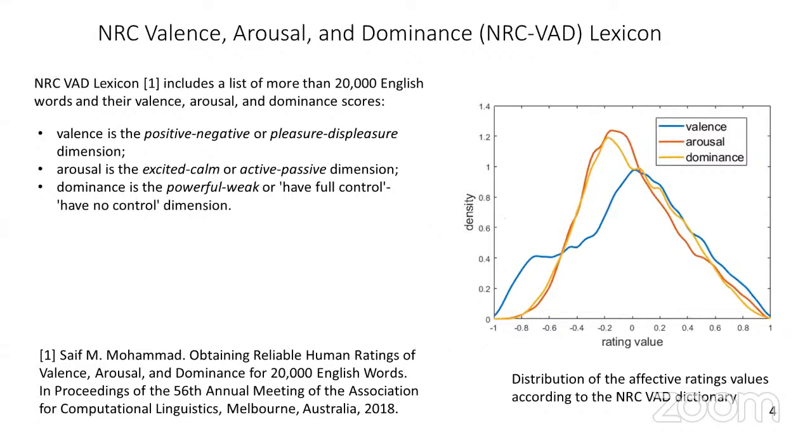About our data: we use the NRC VAD dictionary with the VAD ratings. This lexicon includes valence, arousal, and dominance estimates. We normalized these ratings to the range from -1 to 1. This plot shows that most words have neutral ratings, with very negative values and very positive values being not so many.